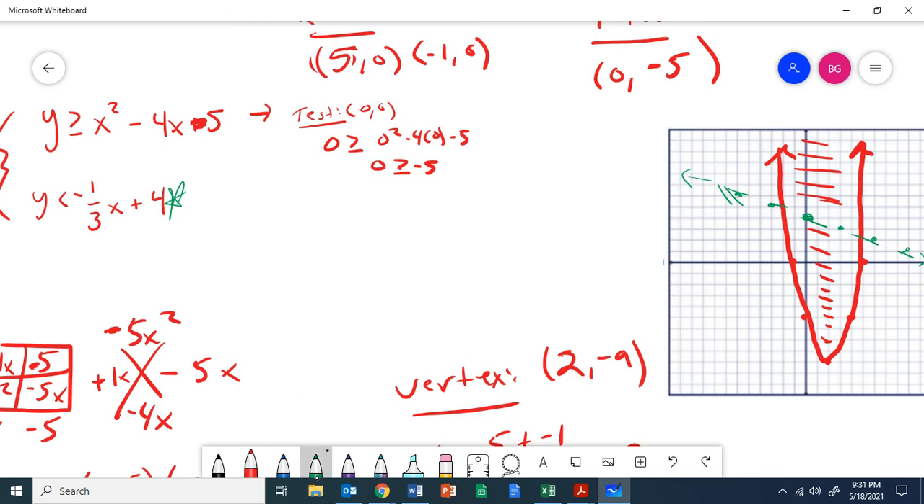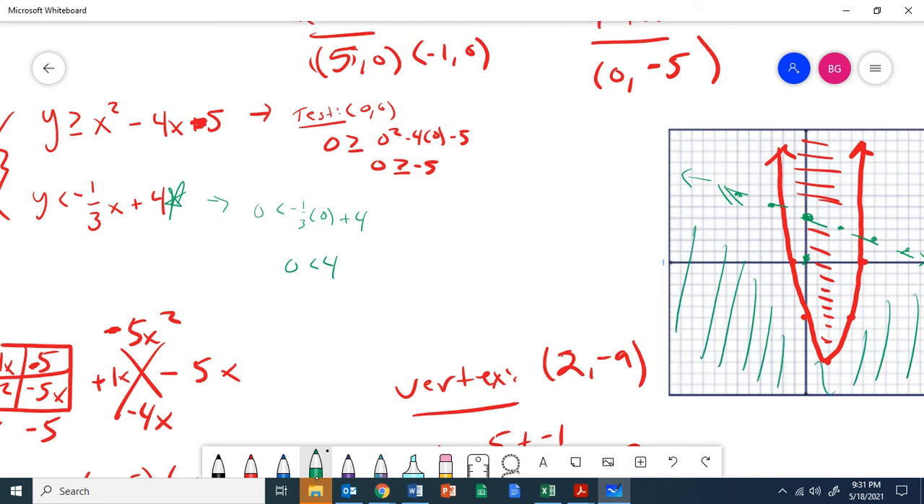Now the green one, we need to do the same thing. We need to test for our linear, which is going to be 0 is less than negative 1/3 times 0 plus 4. So does 0, 0 work? Well, 0 is less than 4, which is true. So we're going to shade the same side where 0, 0 is. So I'm going to shade the entire side of my green line, which is going to be all this, and on the inside here.